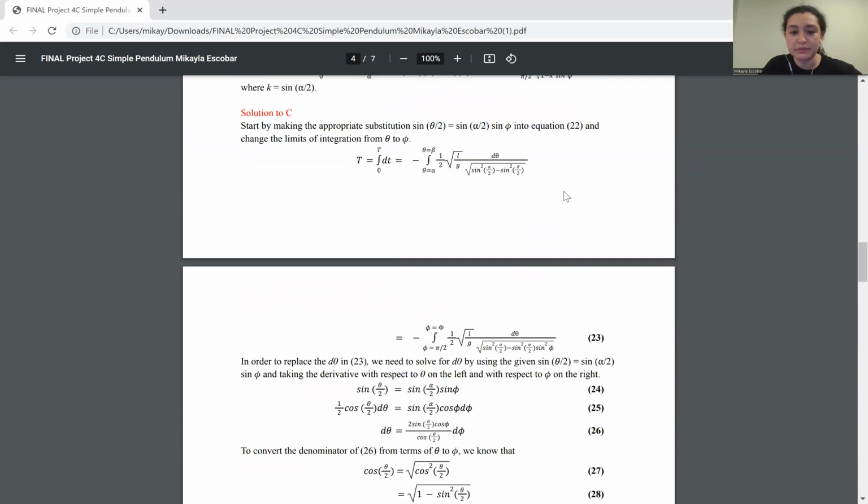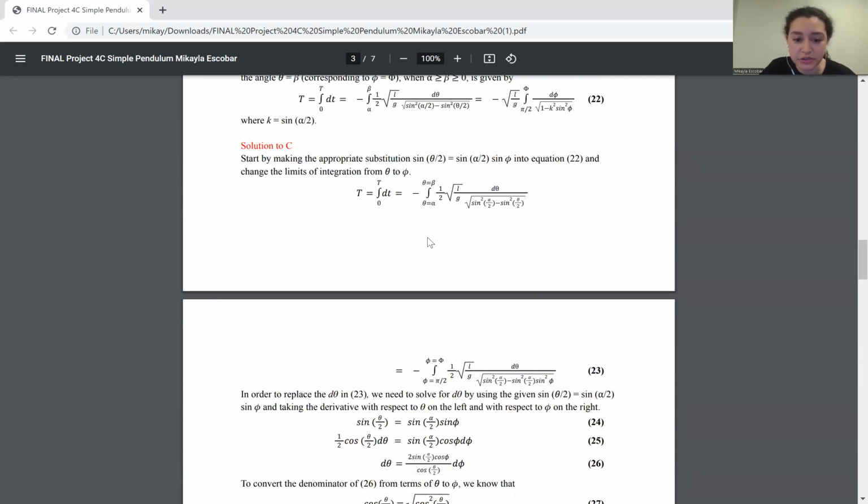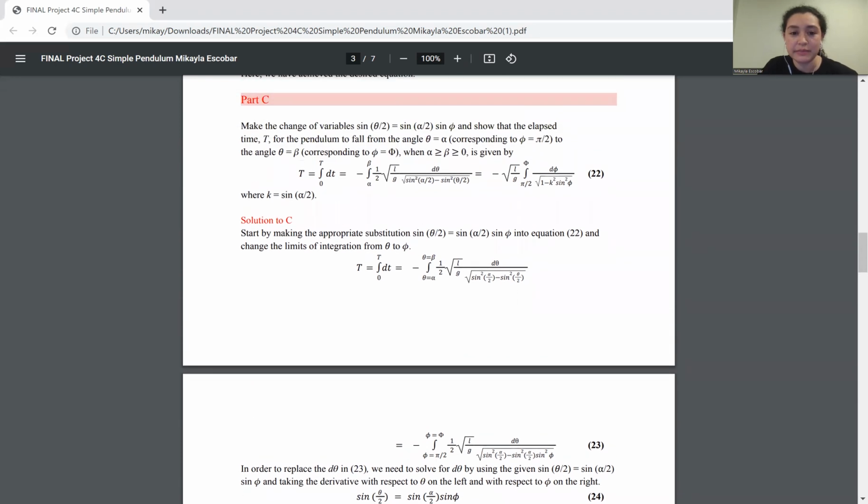Notice that when we make the substitution, we're going to have to change the limits of integration. So the limits of integration at first were from theta equals alpha to beta, but in the problem statement, it gives us the corresponding phi values of pi over 2 to big phi.